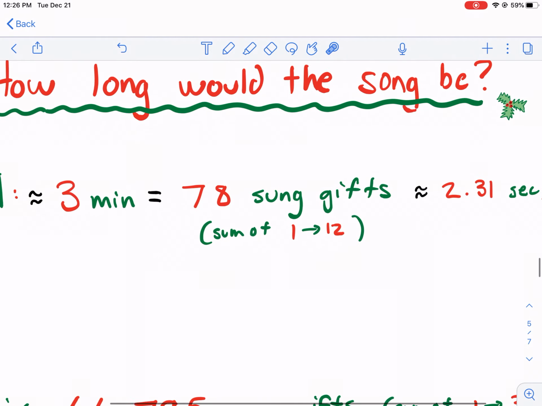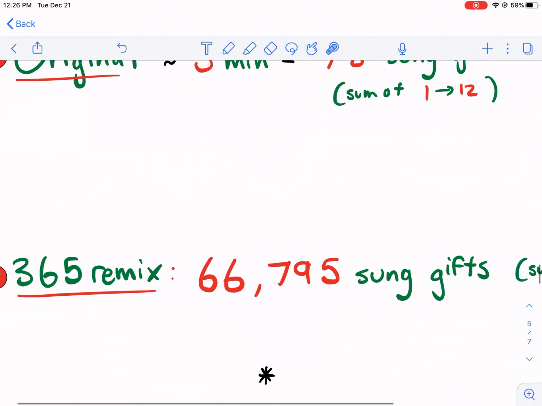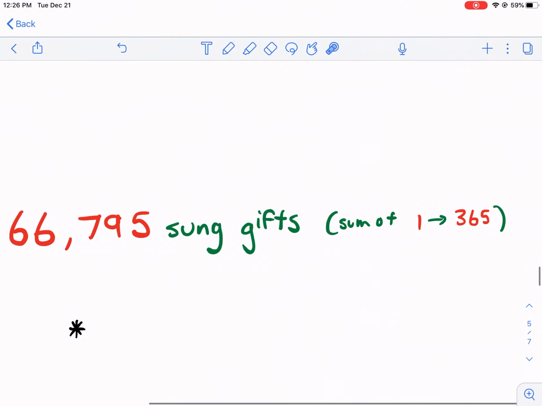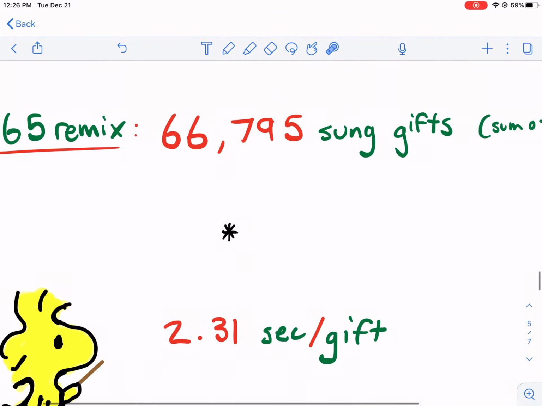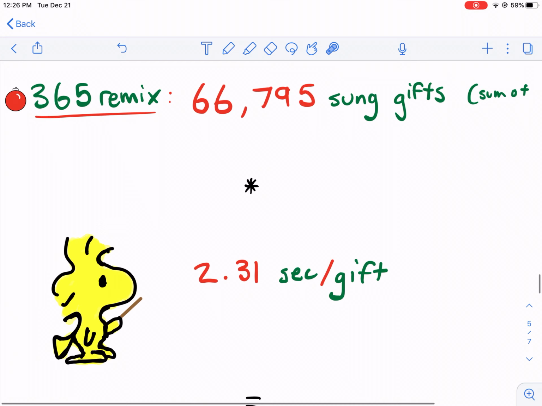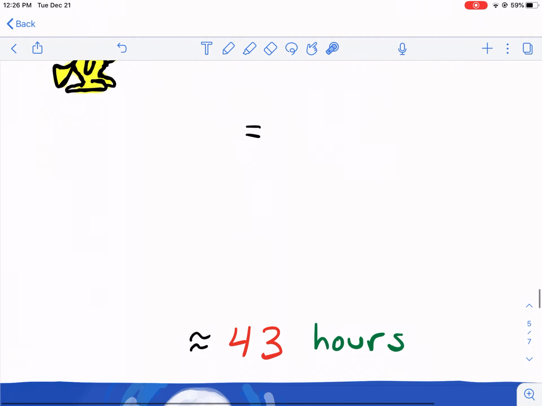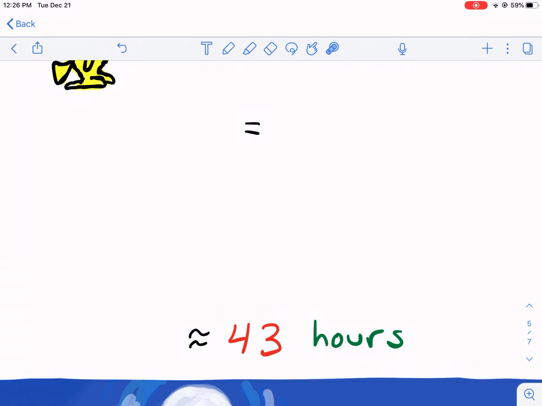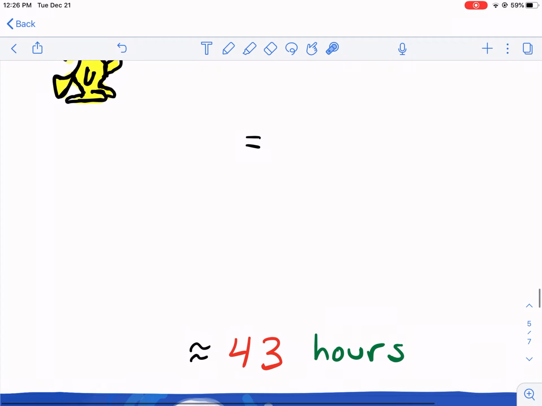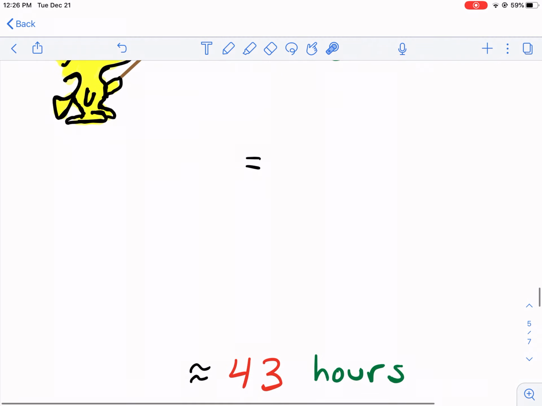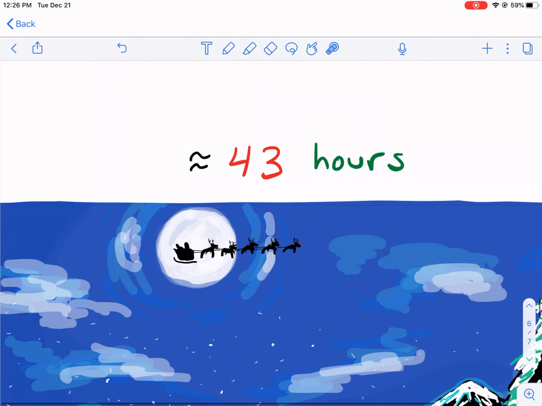Okay, now, how are we going to use that? Well, in the 365 remix, there's 66,795 sung gifts, and that's the sum of 1 through 365. We multiply that by 2.31 seconds, and that equals, after doing some conversion, about 43 hours it would take you to sing this. So we're talking almost 2 days of singing a song if you went all the way to 365.